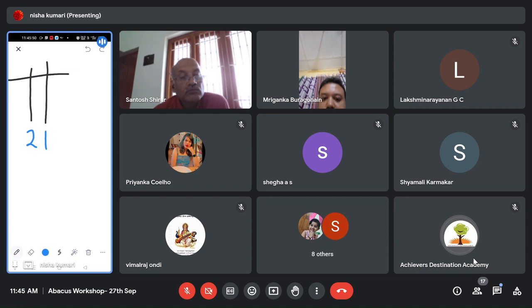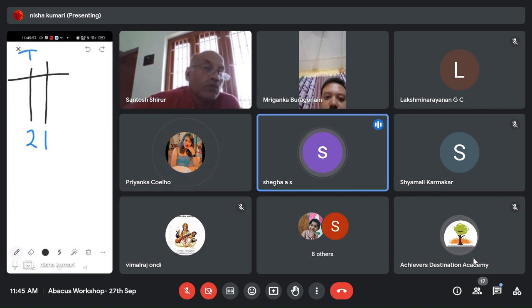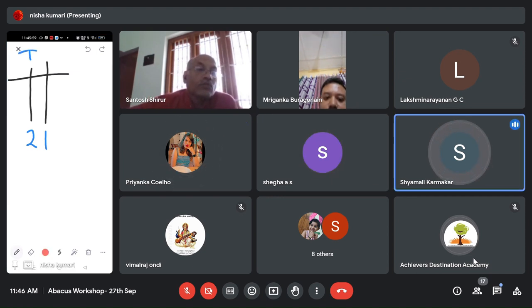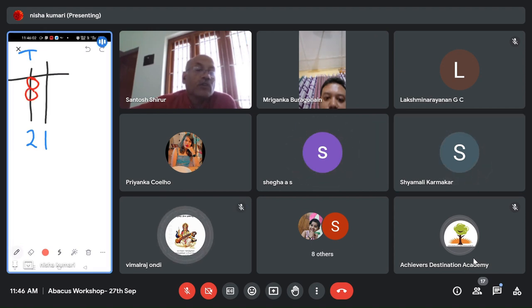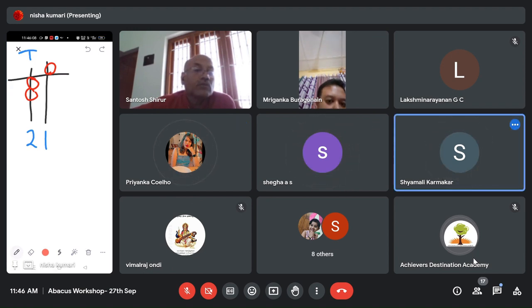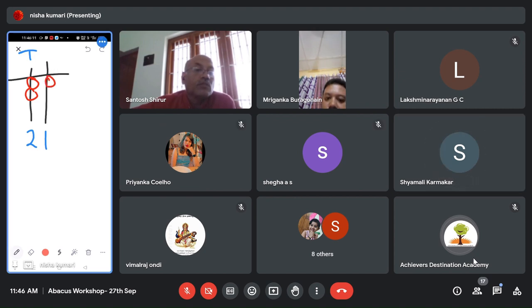So on the tens place, how many beads do I have to draw? Two beads. Right, tens place two. So I have 2 and 1 on the ones. Shall I draw the one bead over here? No. You need to go down. Down. Right. So this is the right one. This is 21. Okay, next.